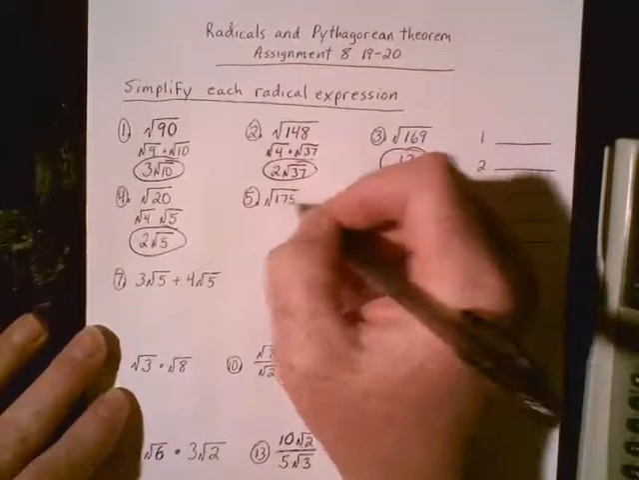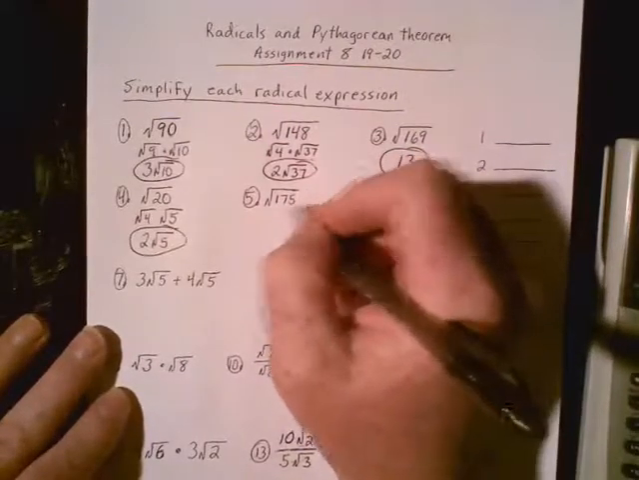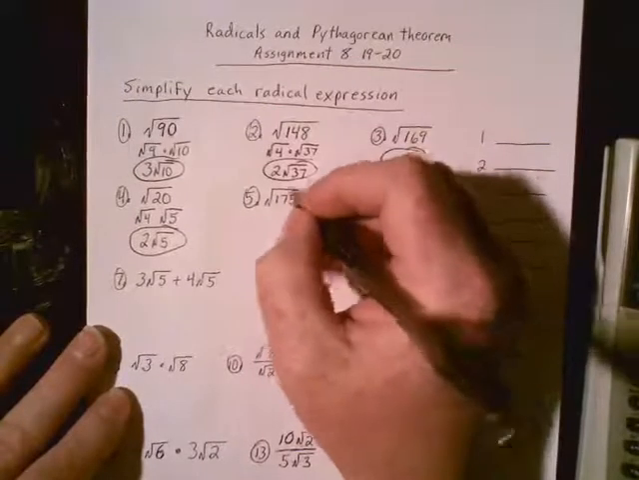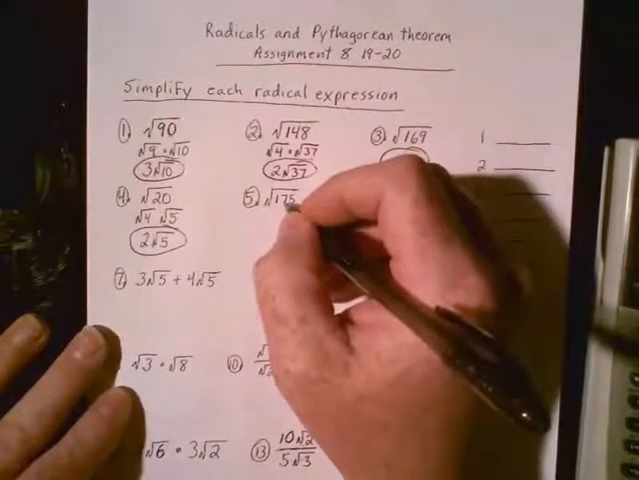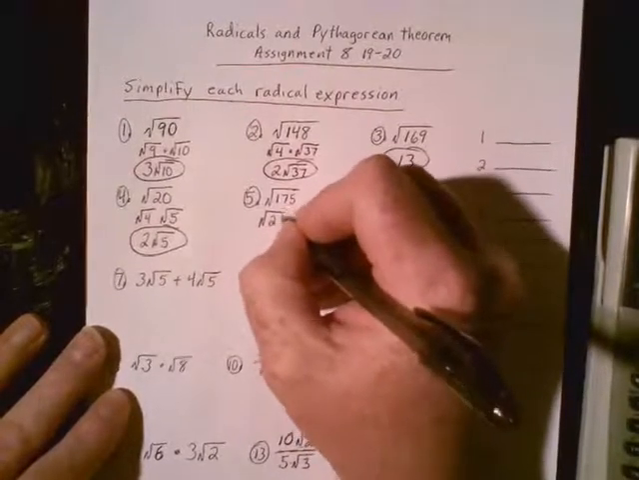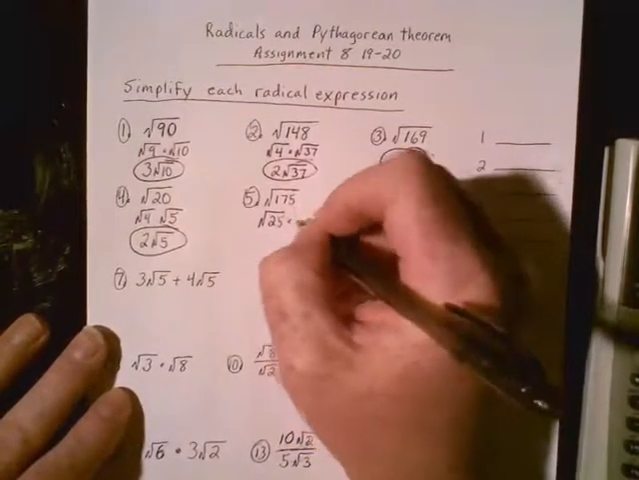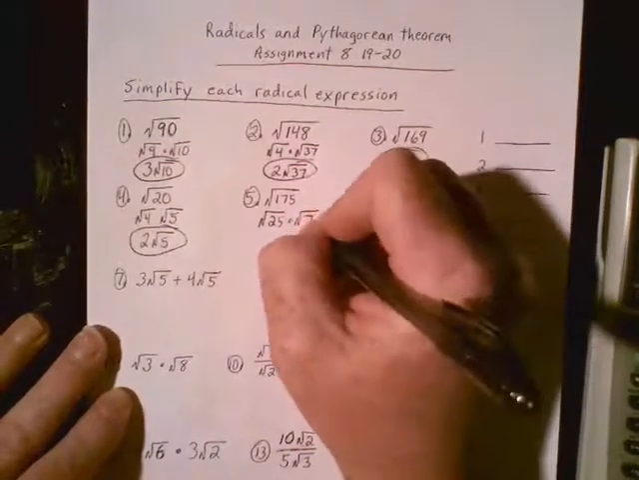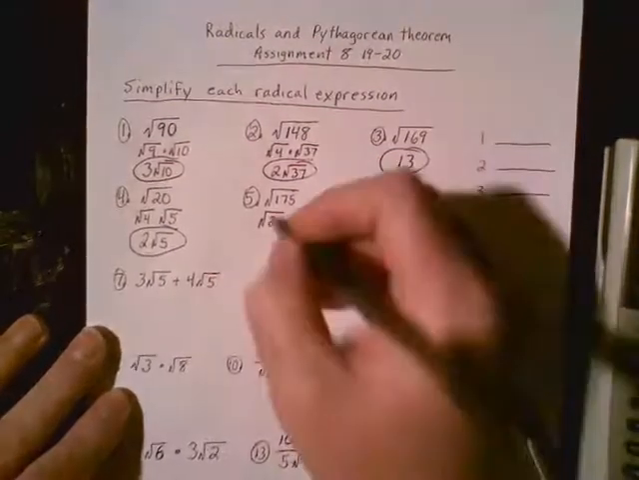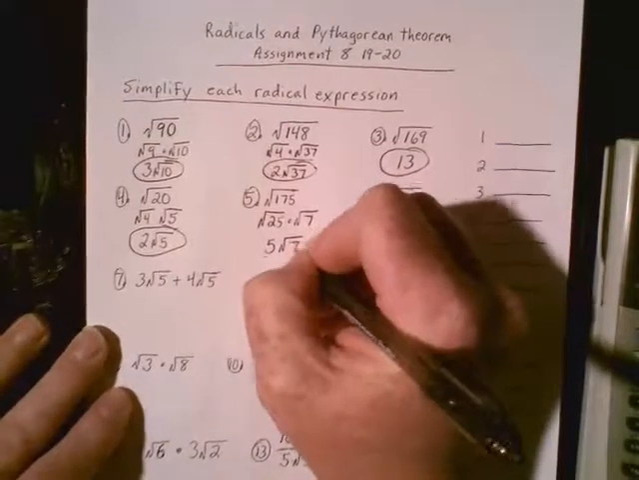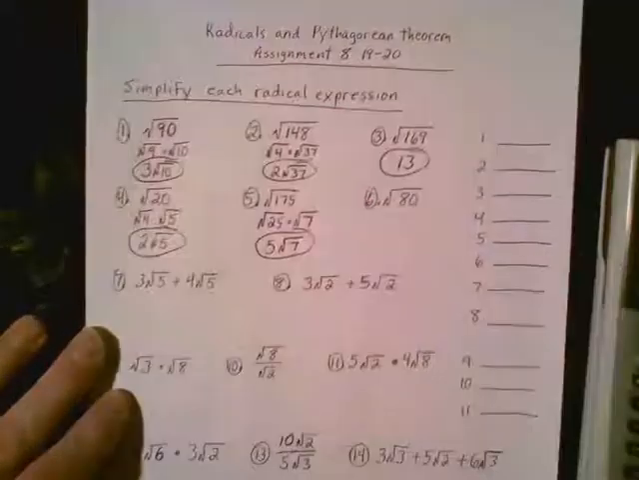175, I always think of money anytime you're dealing with like 150, 175, 250, any of those numbers. Think of quarters, because 25 is a perfect square number. So I break this down into square root of 25, and then in $1.75 there's 7 quarters. So 25 times 7, square root of 25 is 5. That comes out. The 7 stays in, and you're left with that number.